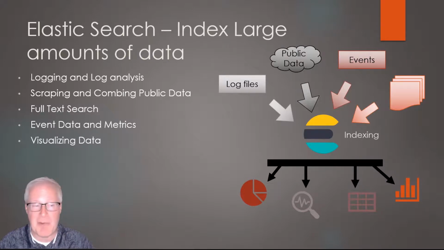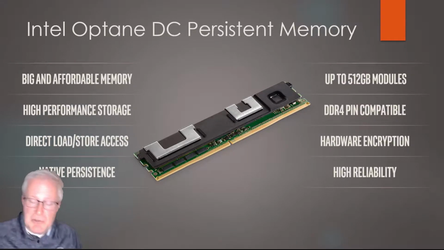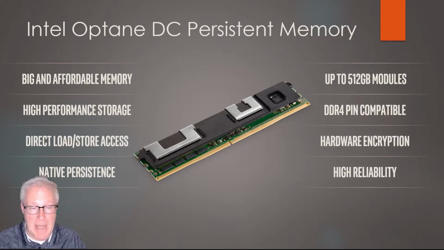Let's talk about how we might be able to take advantage of this new technology from Intel, which is formerly known as Apache Pass and now DC Persistent Memory. So this is really cool technology. It comes in the same form factor as your DRAM in DDR4. It's DDR4 pin compatible. It comes in 128, 256, and 512 gig modules.